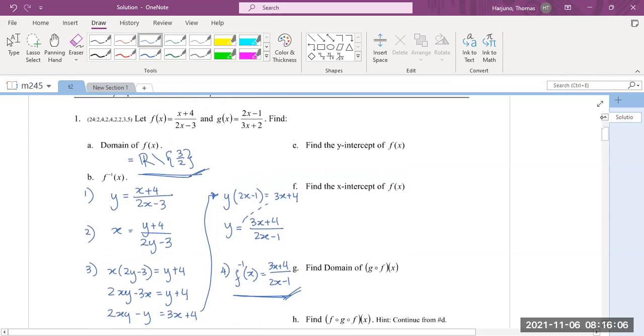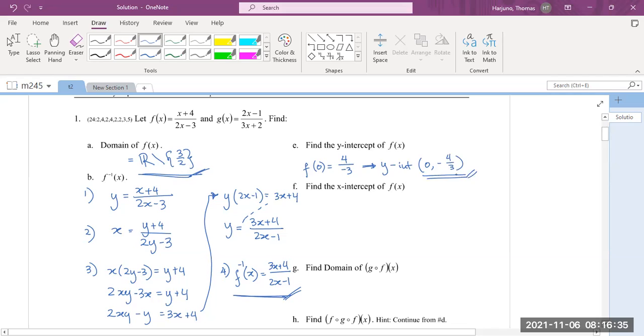Part E, find the y-intercept of f(x). What is the y-intercept? Well, that's just f(0), right? When x equals 0, that will be 4 over -3, okay? But we need to express the y-intercept as a coordinate. So the y-intercept is (0, -4/3).